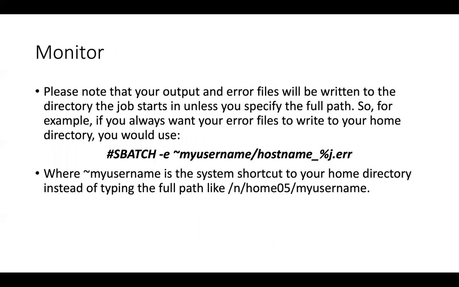Your output and error files will be written to the directory the job starts in unless you specify the full path. For example, if you always want your error file written to your home directory, you should use sbatch -e and designate your home directory with the system shortcut instead of typing the full path. That is usually a pretty neat way of designating the error file, so you can always check the error file to see how well your job is running.